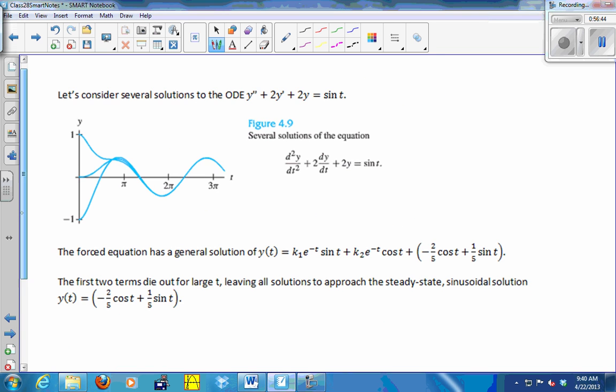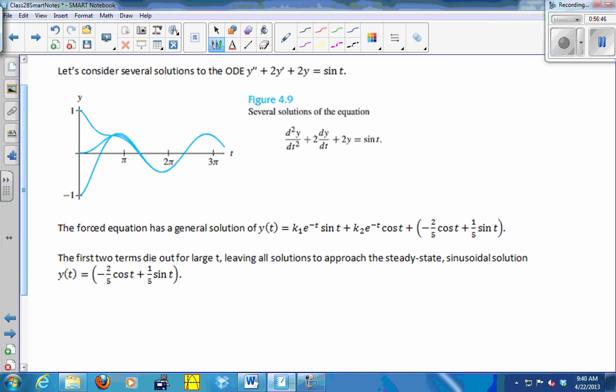All right, so here's several solutions to the ODE plotted. The forced equation has this general solution, right? We found this, the first thing we did today. The first two terms, because of the e to the negative t, go away. As t gets large, they tend to 0, leaving you with just the steady state sinusoidal solution, -2/5 cosine t plus 1/5 sine t. That's just the particular solution.